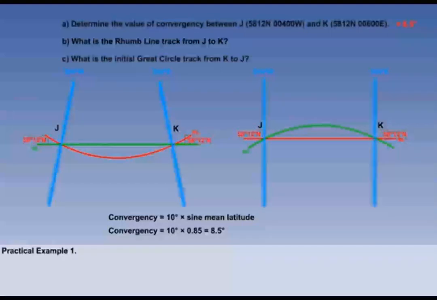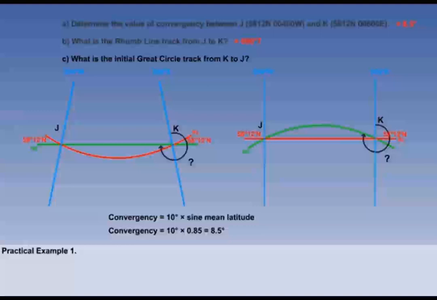Clearly, the answer is 090 degrees true. This is a parallel of latitude. So that's the second part answered. Now the third part. What is the initial great circle track from K to J?